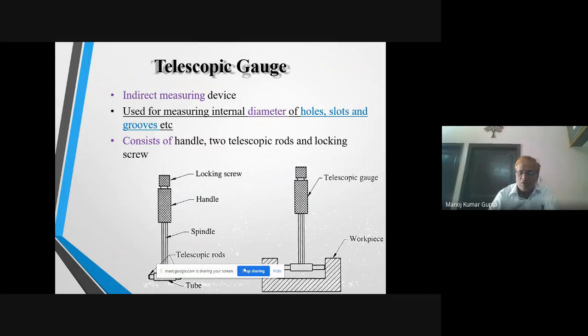It is having 1 inside groove. This is the workpiece. Now we want its inside dimension. We want the diameter gap of this. Then we can do exact measurement with the help of telescopic gauges. We insert the telescopic gauge inside this and take the measurement.